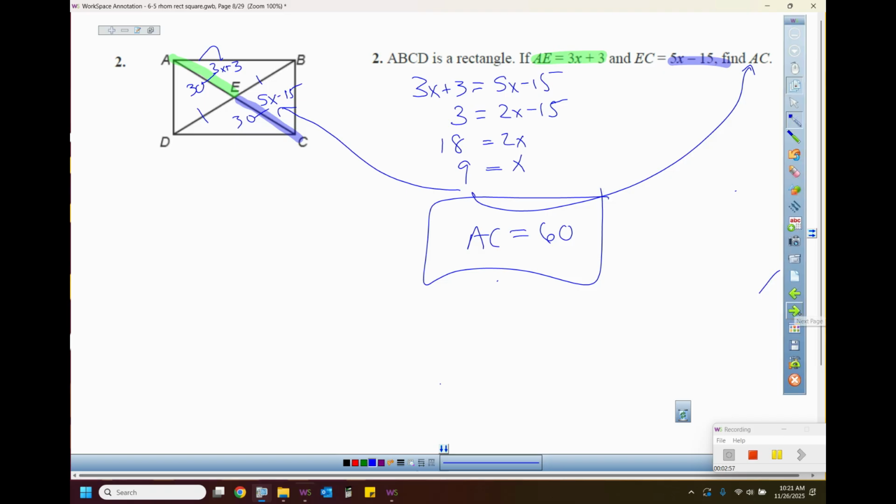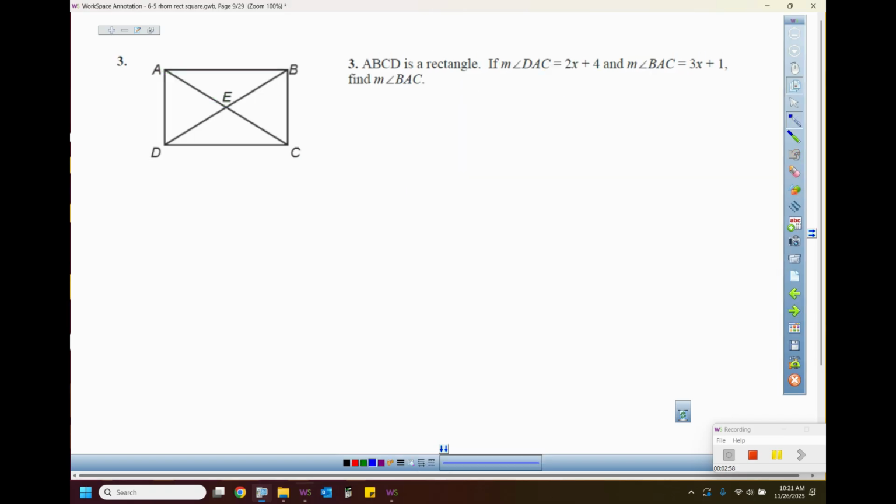So just reading carefully. All right, they say this is a rectangle. All right, here we go. One of our strugglers, finding these angles. The measure of angle DAC, if you highlight, goes from D to A to C, is 2x plus 4. So that little angle right there. And the measure of angle BAC, switching colors, please, is 3x plus 1. Interesting. They say find the measure of angle BAC.